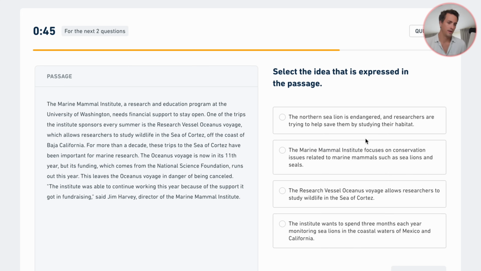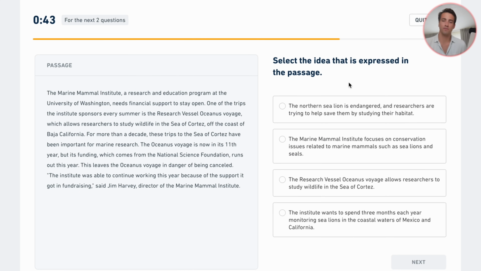All right. What is the main idea of this passage? The northern sea lion is endangered. No, there's no mention of a sea lion in the passage. The Marine Mammal Institute focuses on conservation issues related to marine mammals such as sea lions and seals. No, again, no mention of sea lions or seals.